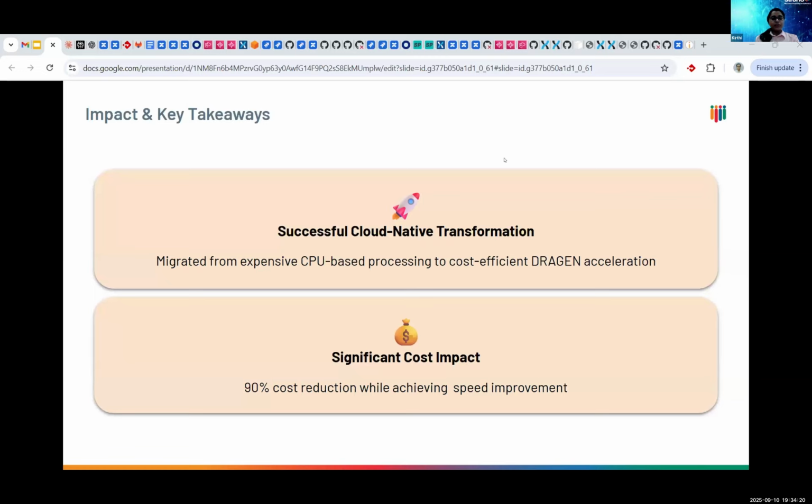So what has this transformation actually achieved for us? We have moved away from a very expensive CPU-based setup to a much more accelerated system by using the DRAGEN alignment in ICA, which is comparatively faster and more efficient. And the result was also a major cost reduction, almost 90% per genome sample. I think that is a very drastic saving, especially when we try to scale up and process more and more of these genomes.